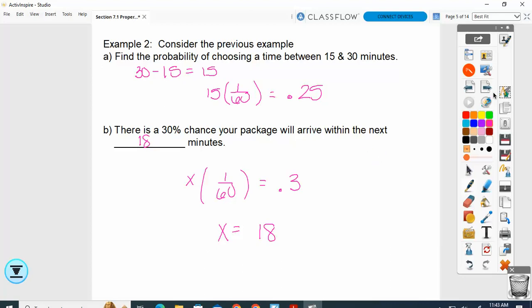Let's look at this next. Any questions on this one?